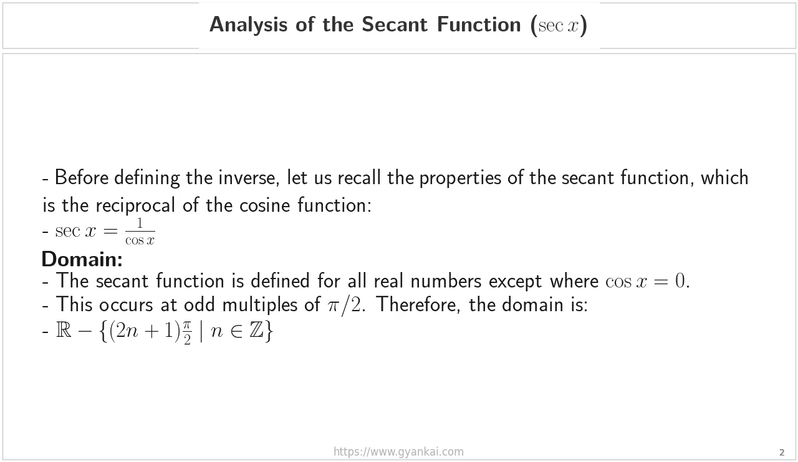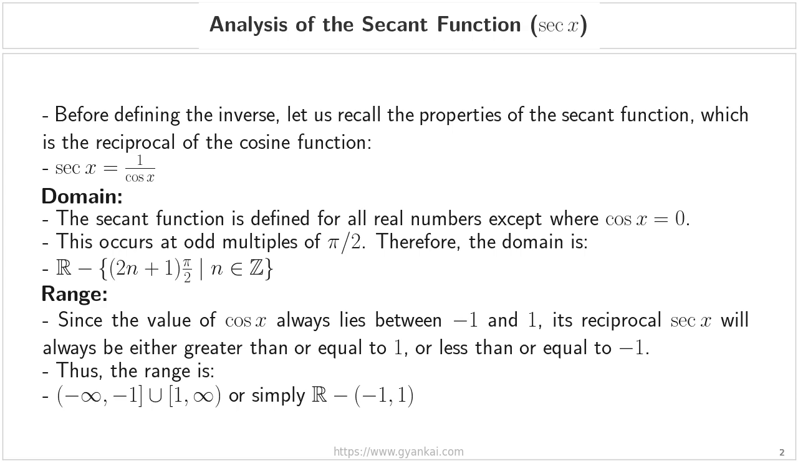Next, we need to consider the range, which is the set of all possible output values. Since we know that the value of the cosine of x always fluctuates between -1 and +1, its reciprocal, the secant of x, will behave differently. Specifically, the output will always be either greater than or equal to 1, or less than or equal to -1. To express this formally, the range is the union of two intervals, from -infinity to -1, and from +1 to +infinity. More simply, the range is all real numbers except for the open interval between -1 and 1.